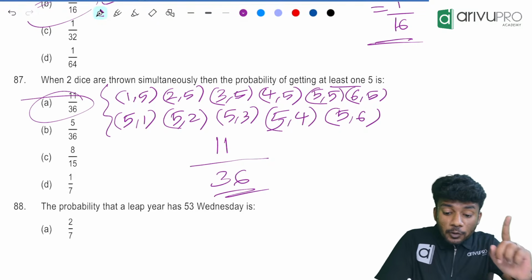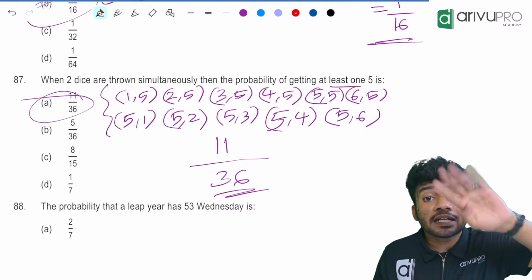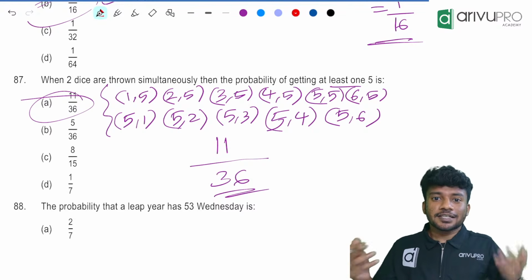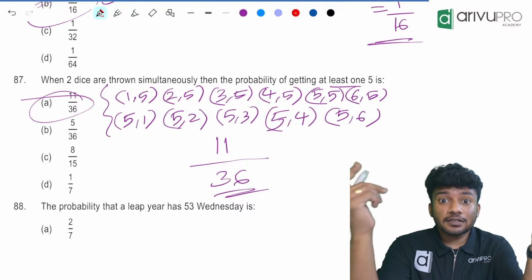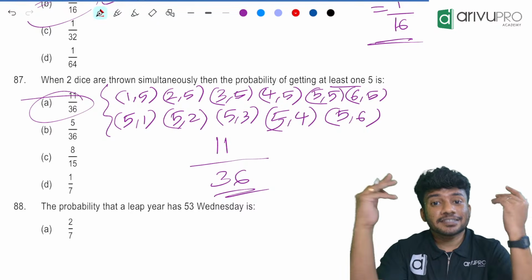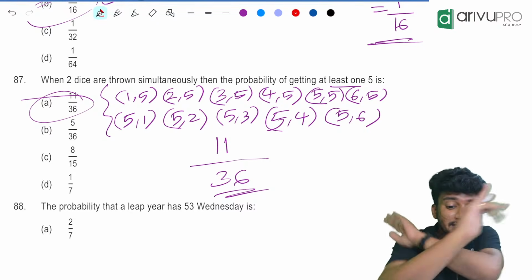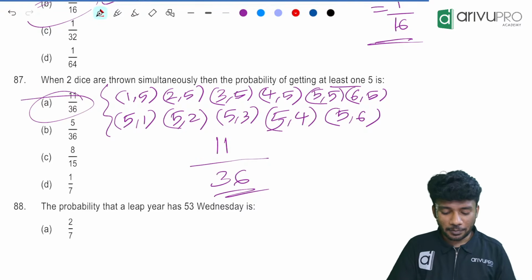Option A. Now one more thing. What if the question was getting at least one 4? 11 by 36. At least one 5, 11 by 36. At least one 6, 11 by 36. At least one 3, 11 by 36. The answer is not going to change. Keep it in your mind.